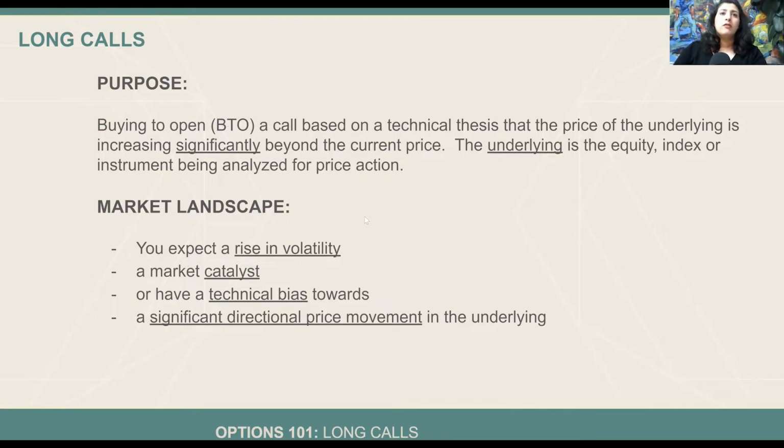You want to be looking for a market catalyst. Maybe there's earnings coming out. Maybe there's some positive news. Maybe there's a release of a new product for the company, or a merger or an acquisition. And that gives you this sense that there is going to be some positive attention or a positive move surrounding that underlying. And of course, having your technical bias, and then believing that that move is going to be significant.